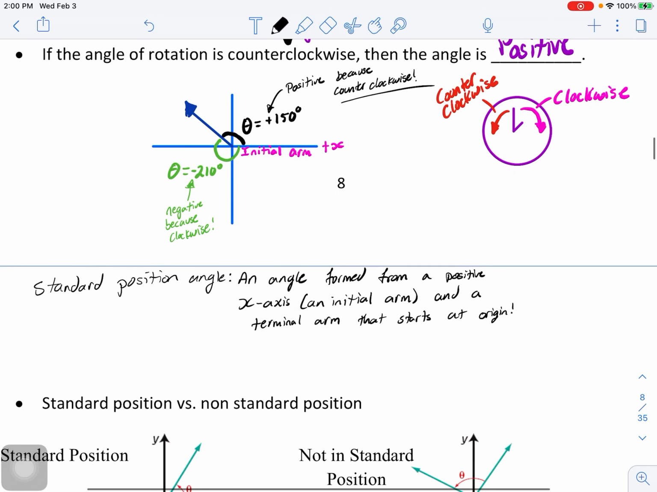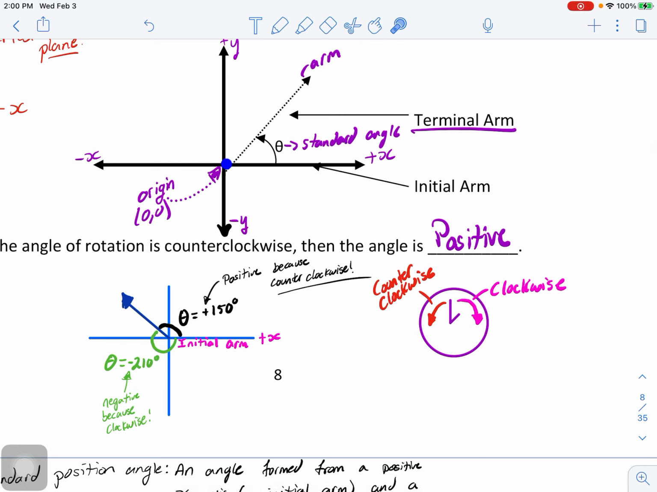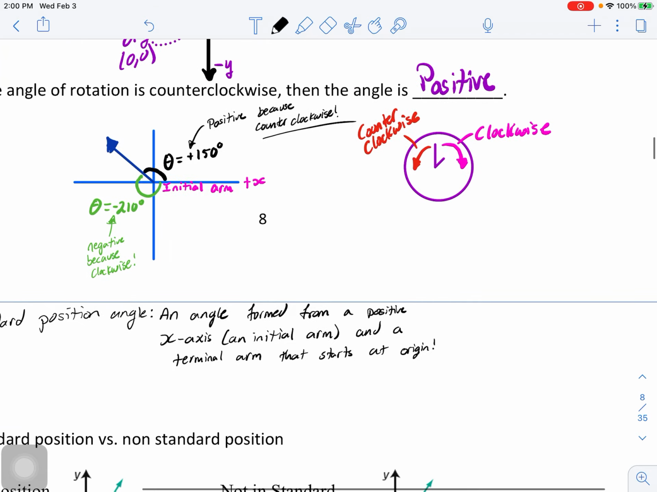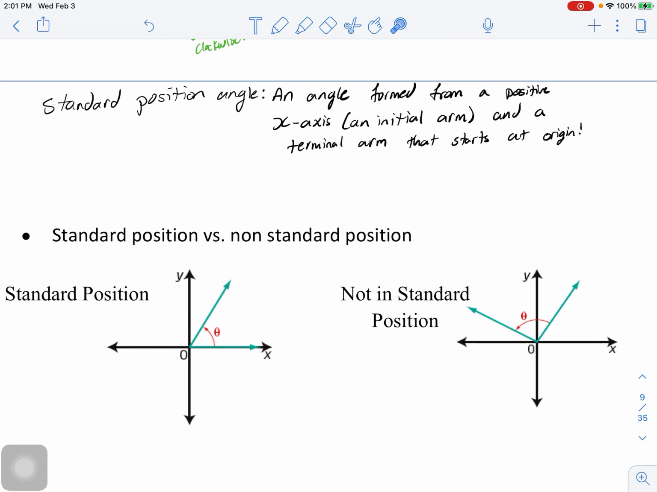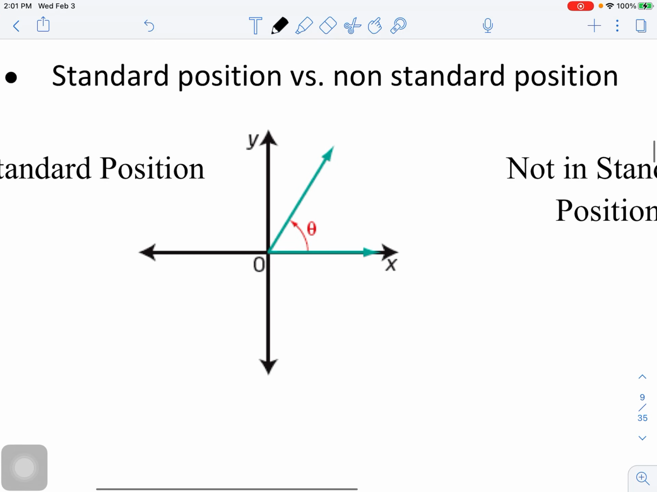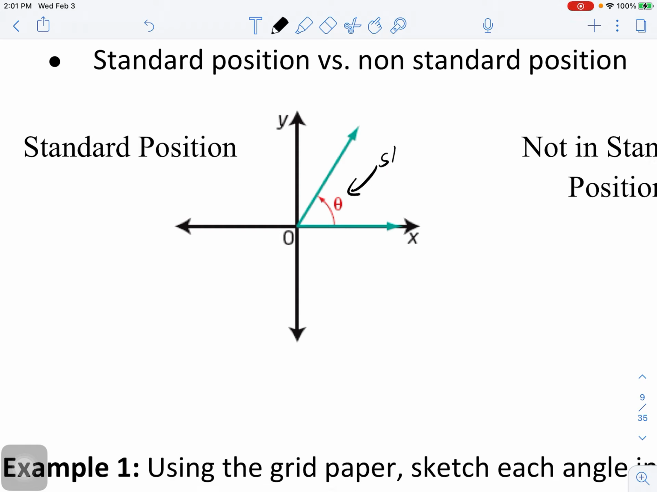Again, in order for something to be in standard position, your start, so this is kind of a silly diagram because this should actually be connected to that point right here. So it should look like this a little bit more. But again, formatting apparently hates me. But that's what a standard angle is. It's an angle made by an initial arm at the positive x-axis and the terminal arm where the origin point is. So this one is a standard position angle.